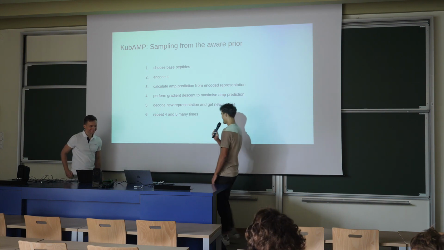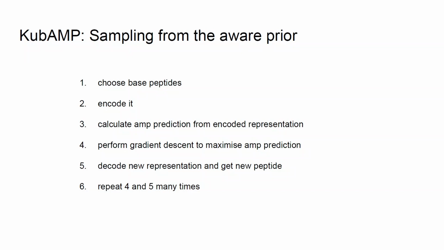Sorry, it's my slide. I forgot. And now the sampling process is much easier than before because we can just calculate gradients using these AMP and MIC values from the vector representation, and just slightly change this vector in the direction which we want. We can also do one more thing. We can change the length of this vector to change MIC. And so this sampling is very easy.